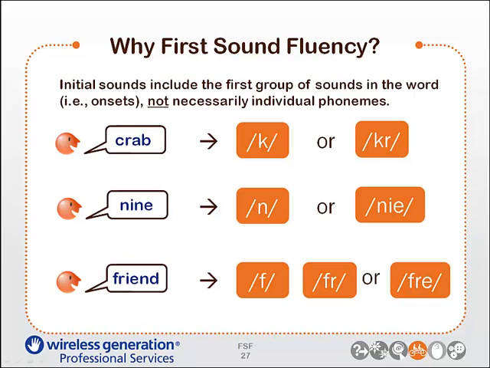For example, if you're looking at the word crab as you see on the screen, the student would be able to identify k or kr. Both things will be accepted within this assessment because the student was able to identify sounds at the beginning of the word. It is considered more higher order if the student can isolate the very first sound as opposed to the first group of sounds, but points are given for both items.